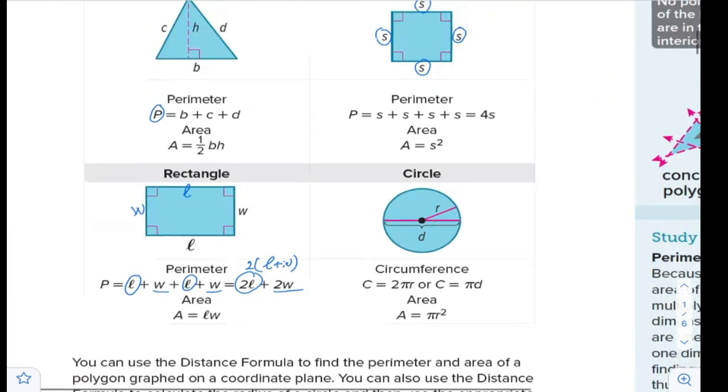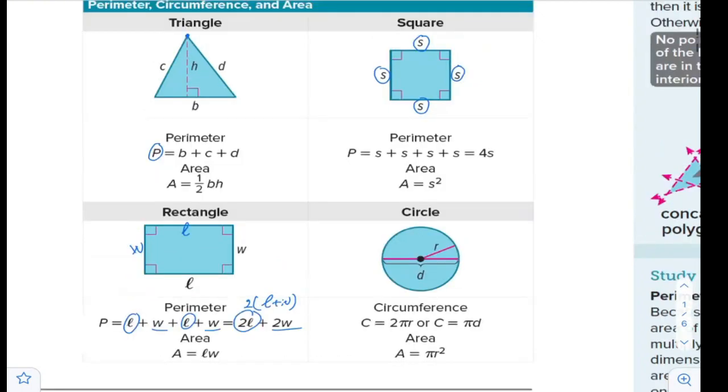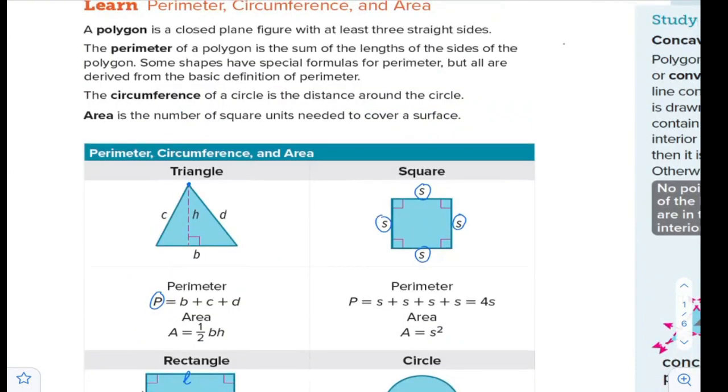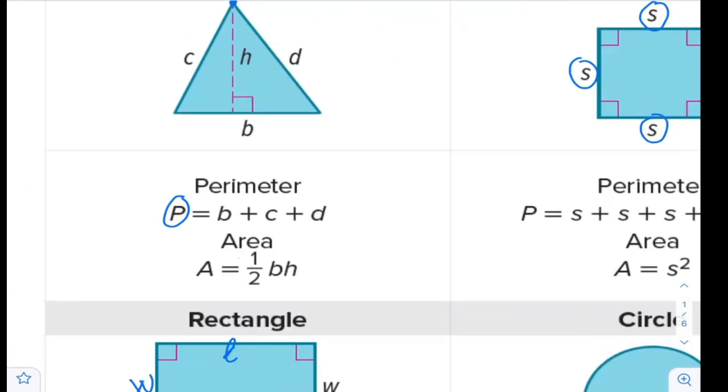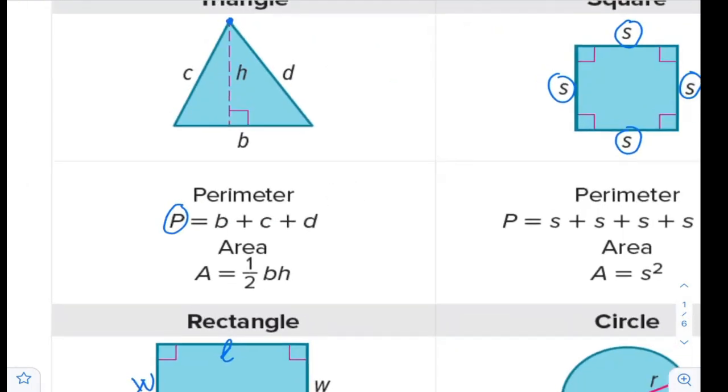These are the simple polygons that we are going to study. Moving to the area, المساحة. The area is the number of square units needed to cover a surface. So the area here of the triangle is half base times height.